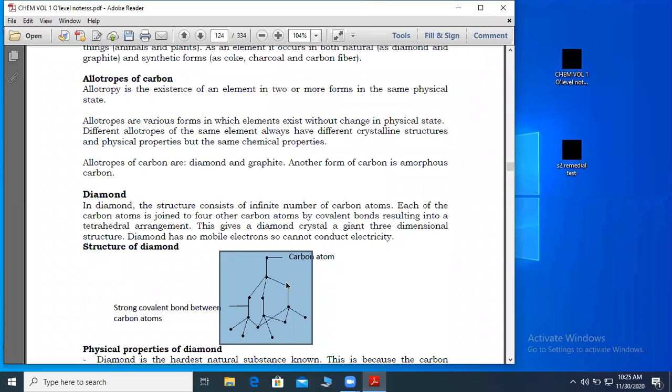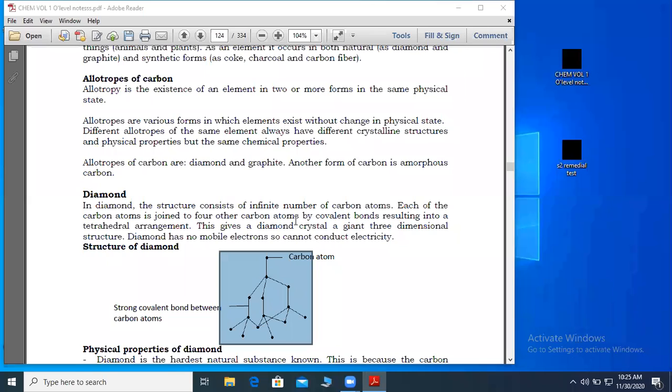This is my carbon atom, and it is joined to 4 other carbon atoms. This is 1, the second one, the third one, and the fourth one. Each carbon atom is joined to 4 other carbon atoms. Look at this one in the middle, it is also joined to 4. That is how the structure of diamond is.